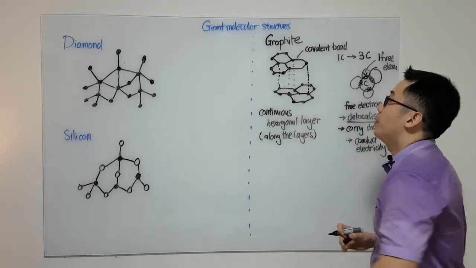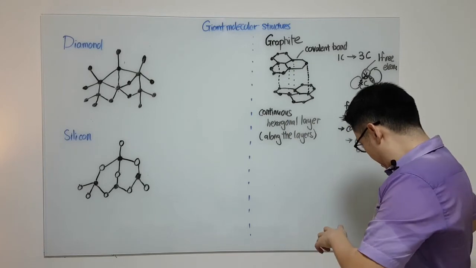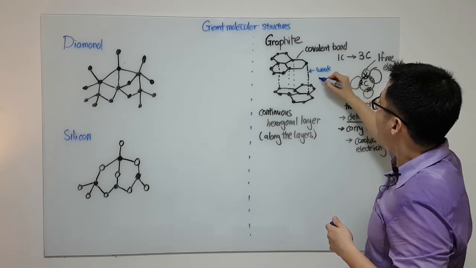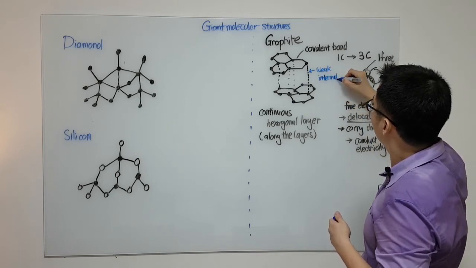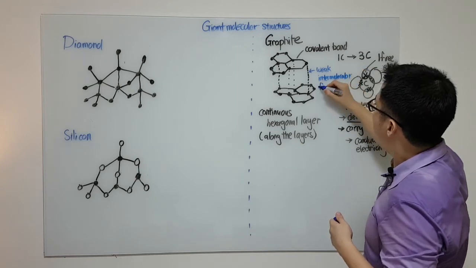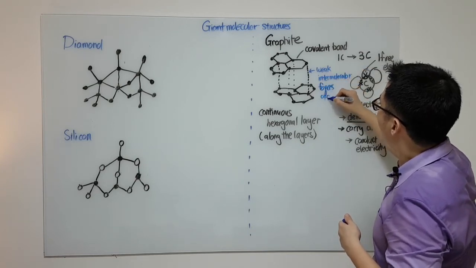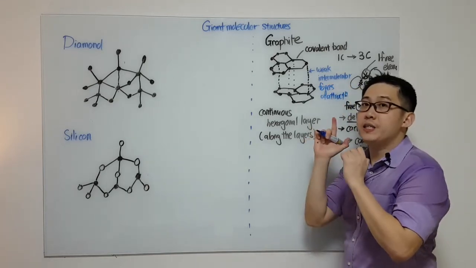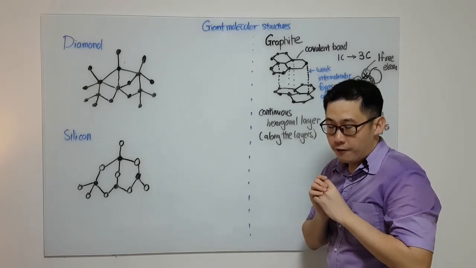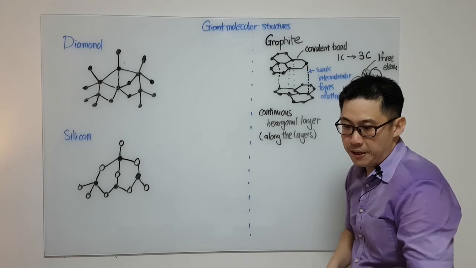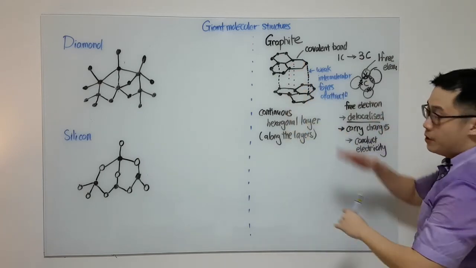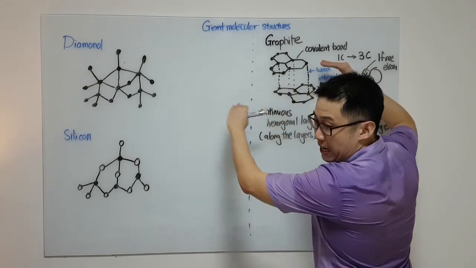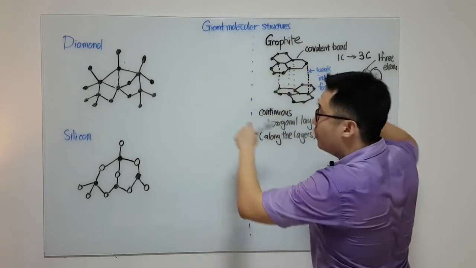But however, when it is between the layers, these are actually the weak intermolecular forces of attraction. Now, because these are weak intermolecular forces of attraction, that means between the layers it is actually soft and it is slippery because the layers can actually slide over each other.